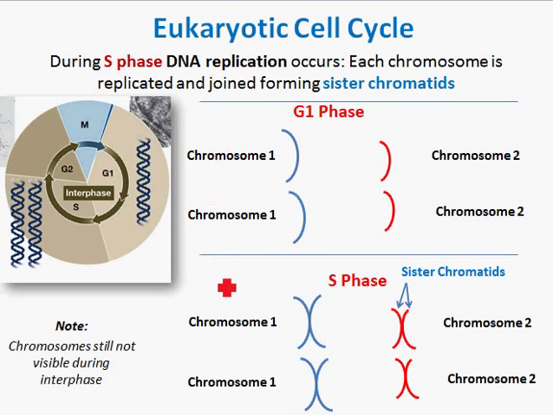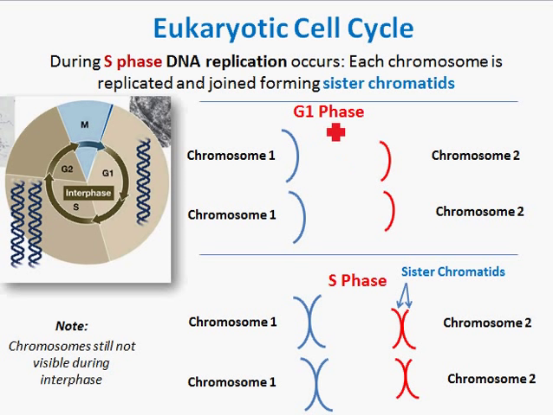So here's an example. If we look at the drawing I have prepared here, during G1 phase, in each one of our cells, we have two copies of all our chromosomes. So we have one chromosome 1 we got from mom, one we got from dad. So we have two chromosome 1s. We also have two chromosome 2s, illustrated in red. We'd also have two chromosome 3s, two chromosome 4s, and so on.